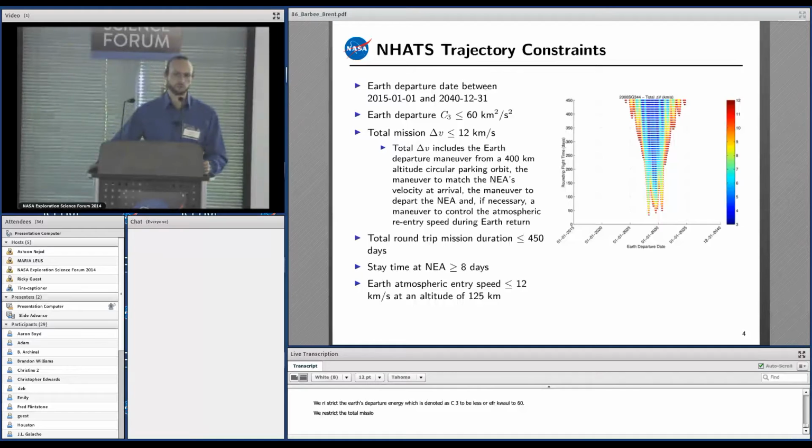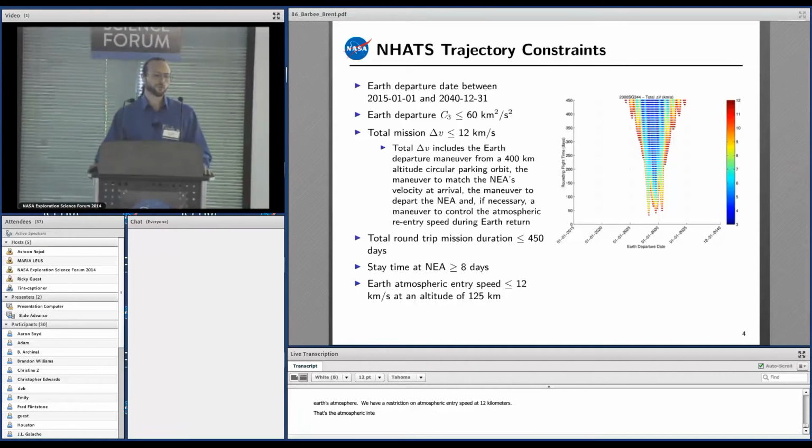As I mentioned on the previous chart, this includes a maneuver to depart a circular low Earth orbit at a 400 kilometer altitude, match the asteroid's velocity upon arrival at the asteroid's location, a delta V to depart the asteroid and initiate the trip home, and when necessary, a final maneuver to control the speed of entry into the Earth's atmosphere. We have a restriction on atmospheric entry speed of about 12 kilometers per second, measured at an altitude of 125 kilometers. That's the atmospheric entry interface altitude.